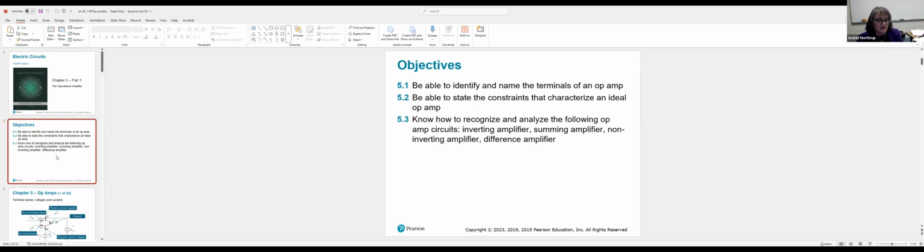But so the objectives of this first part of chapter 5 are to be able to identify and name the terminals of an op amp, then to be able to state the constraints that characterize an ideal op amp, which means we're also going to have to define what an ideal op amp is, because the ones that work in real life, of course, are not actually ideal. And then the third thing is to know how to recognize and analyze the following op amp circuits: inverting amplifier, summing amplifier, non-inverting amplifier, and a difference amplifier.